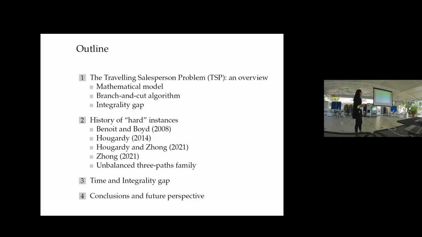So this is the outline. I will briefly go through the theoretical basis of the problem, but it is just a friendly introduction. I will not say any technicalities. And subsequently, I will talk about a brief history of hard instances. So I will review the literature, and at the end, I will talk about this last family, the family of instances I am currently working on. And I will say something about whether there is any relationship between time, so hardness, and integrality gap. I will define the integrality gap at a certain point. And at the end, I will conclude, sum up, and say some future perspective.